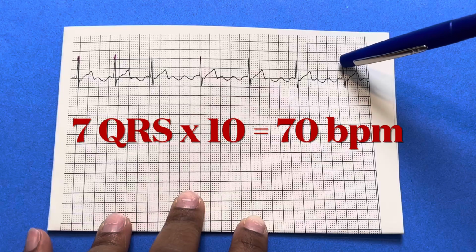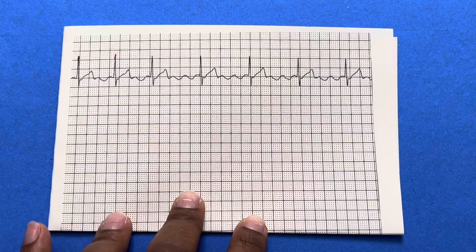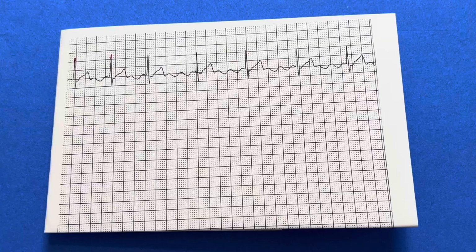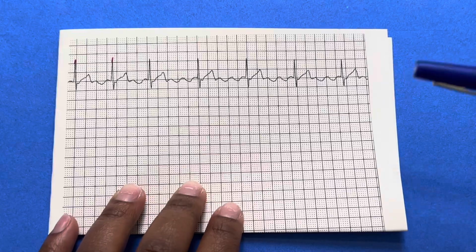7 times 10 is 70. So it's simple math, makes it really easy. You don't have to have a calculator. It's really easy. This is my favorite method because it takes away all the stress that the large box method has. Plus, this rhythm is irregular.